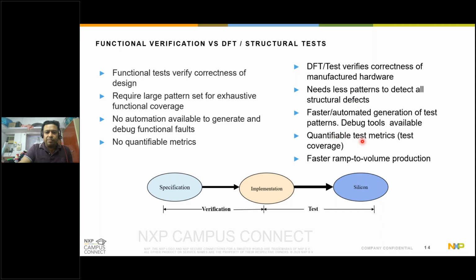So through structural testing, I do have a quantifiable test metric which is called test coverage, through which I can quantify the robustness of my pattern. I have tools available that help me to generate the patterns and provide the debug capabilities. Also, by using the structural test techniques, I can do a faster ramp to volume production. So while the verification here deals with verifying your design from specification to implementation, the test basically deals from implementation cycle up to the final silicon testing of a chip.